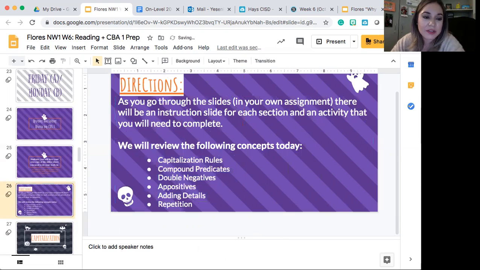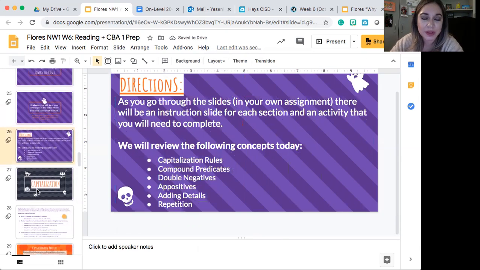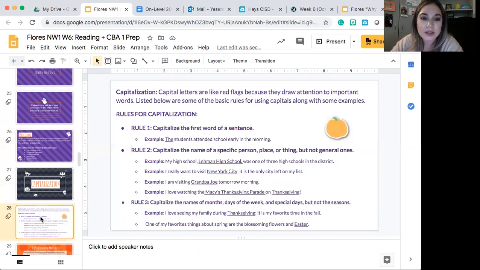So you're reviewing those concepts here. Let me go over the first one with you, capitalization. Capital letters are like red flags because they draw attention to important words. Listed below are some of the basic rules for using capitals along with some examples.